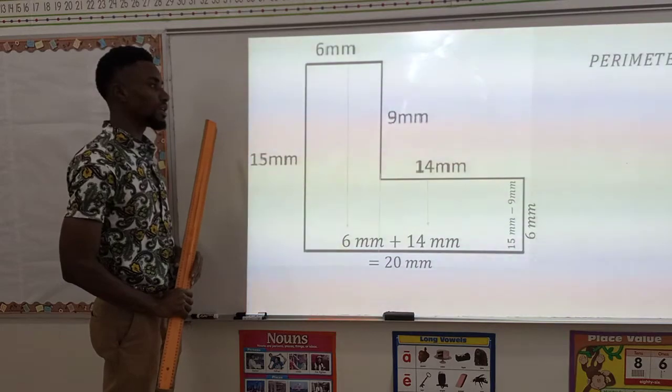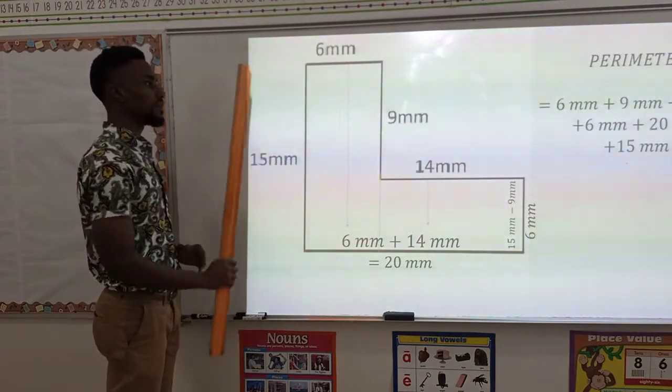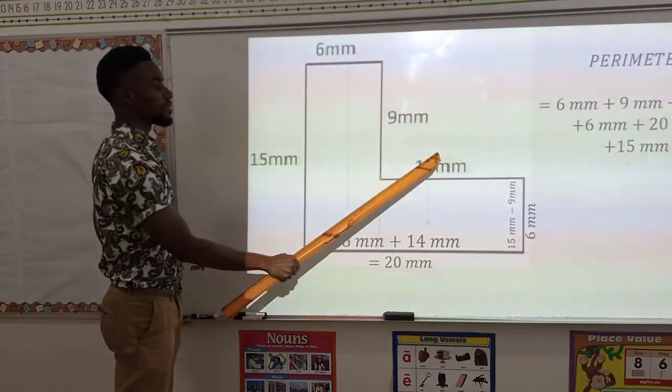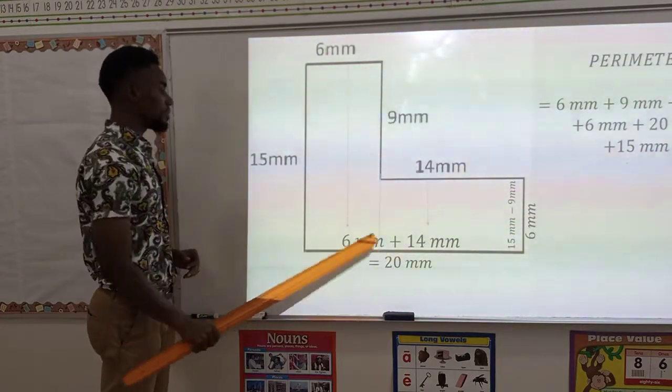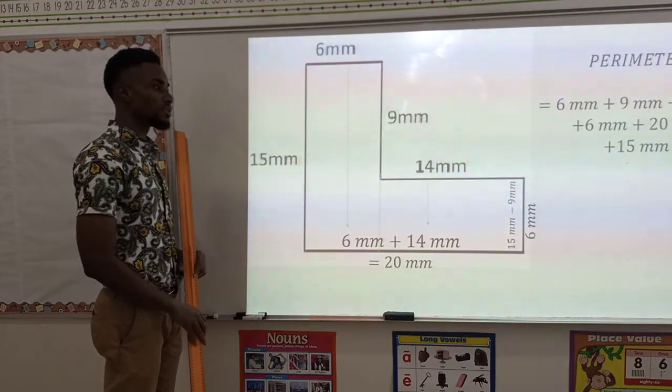And how do we get the perimeter? Yes, we add 6 millimeters to 9 millimeters, to 14 millimeters, to 6 millimeters, to 20 millimeters, to 15 millimeters, which is going to give us a total of 70 millimeters.